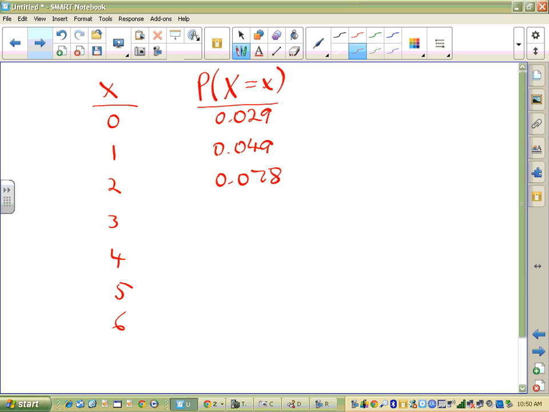0.078. That's a 7. Then for 3, it's going to be 15.5, so 0.155. I said 0.155, and then 21.2, 0.212, and then for 5, it's going to be 26.2, 0.262, and then number 6 is 21.5, 0.215.